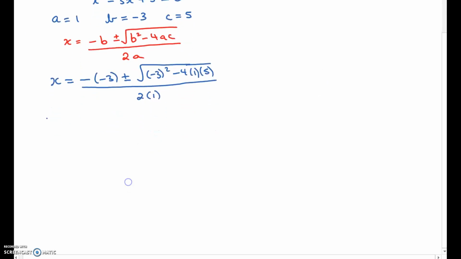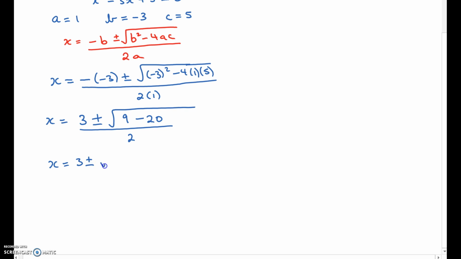Well, again, let's start to work this out. And it's going to be minus negative 3 is just plus 3. 3 plus or minus the square root. Negative 3 squared is 9. Negative 4 by 1 is negative 4 by 5. Negative 4 by 5 is negative 20. All over 2 times 1 is 2. So we have x is equal to 3 plus or minus the square root. 9 take away 20 is negative 11 over 2.